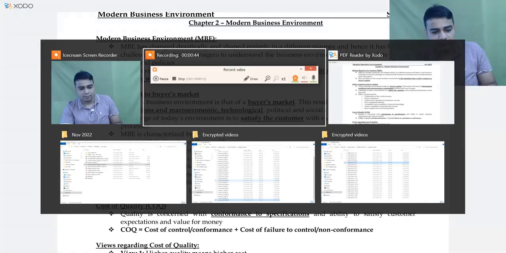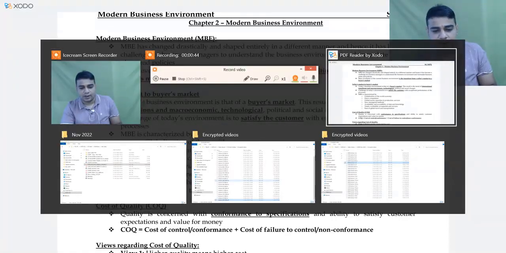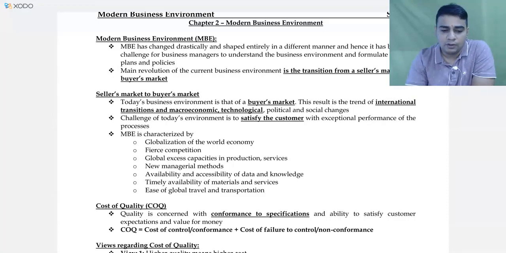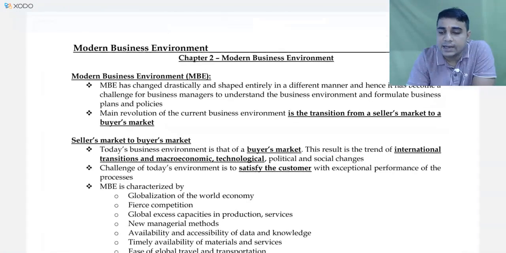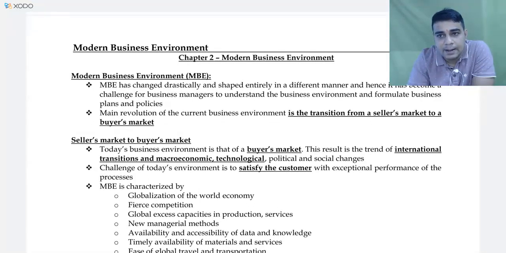Explain what is there in modern business environment. Let's first broadly discuss the chapter. Now, what you are going to learn in modern business environment is, first, that there is a transition in the market. Earlier it was called a seller's market, now it has become a buyer's market. Because of what reasons and what is the impact of that?